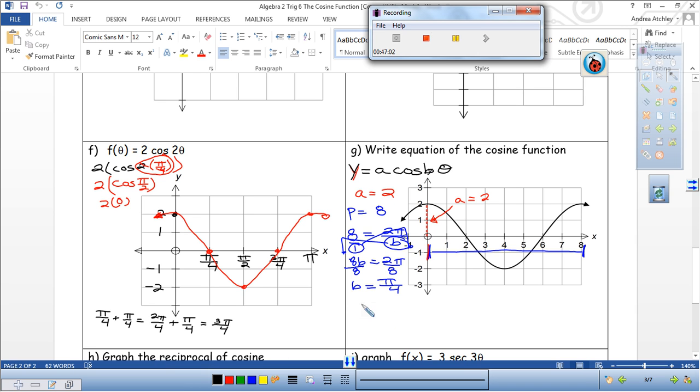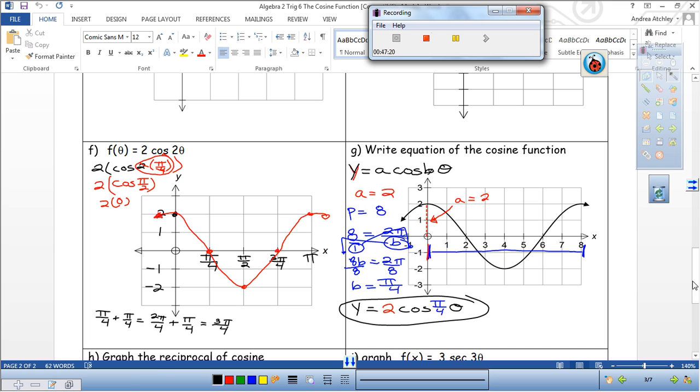Now you can just plug all that in. y equals my amplitude of 2 times the cosine of my b value, which was pi over 4, times theta. Thanks for waiting. Any questions over that? No, good. Okay, almost done.